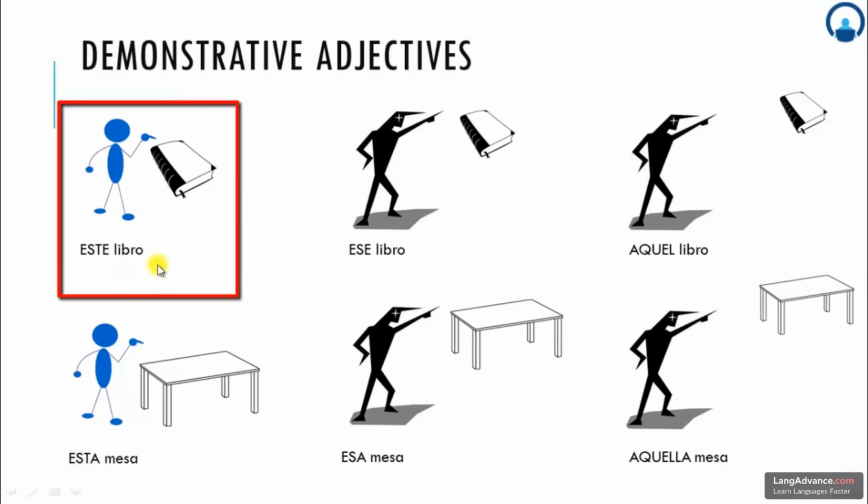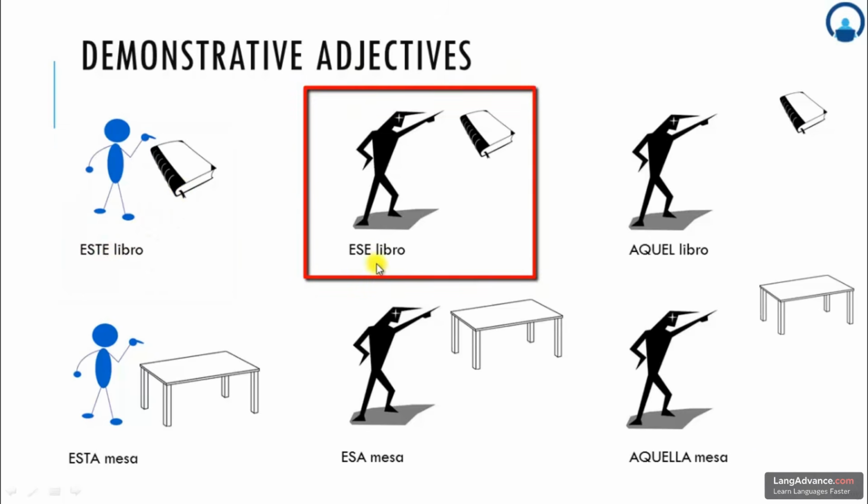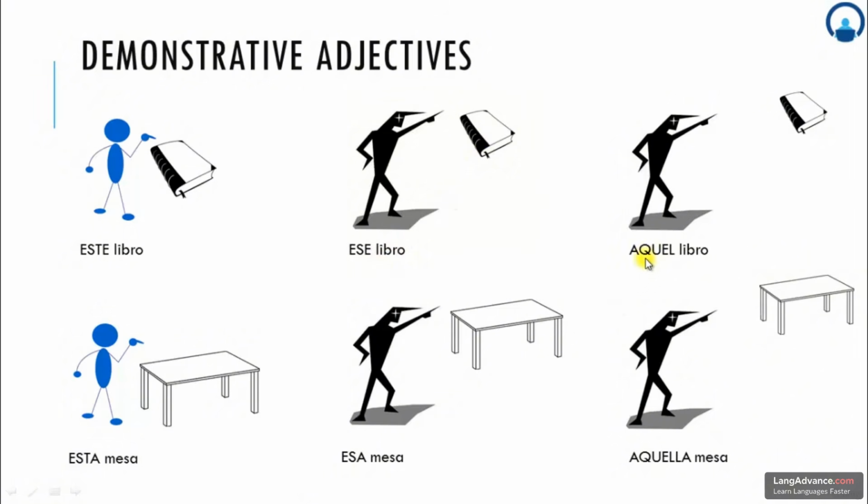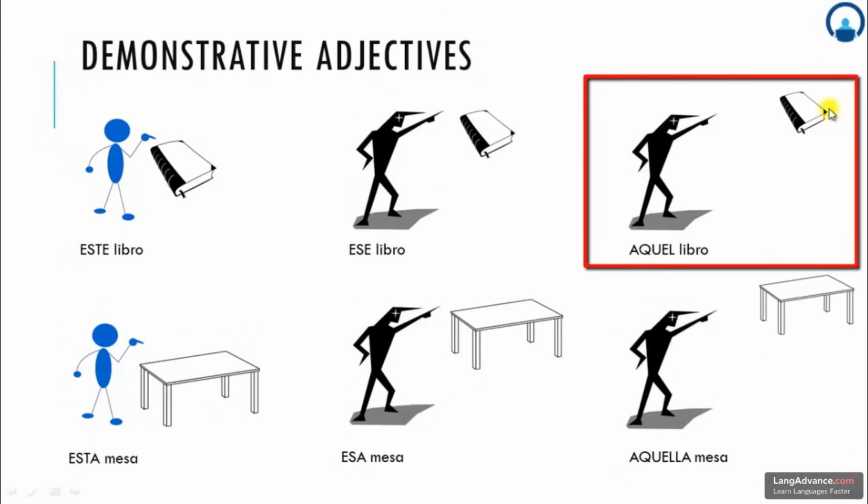Este libro, that means we have seen that there is a masculine noun and a singular. So, este libro, this book. Ese libro means that book. And aquel libro means that book, which is farther away.